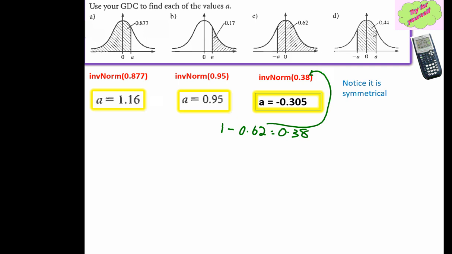So notice this one's an interesting one. Notice it's symmetrical. So we've got negative A here, we've got 0.44. We've got negative A here, we've got positive A here.